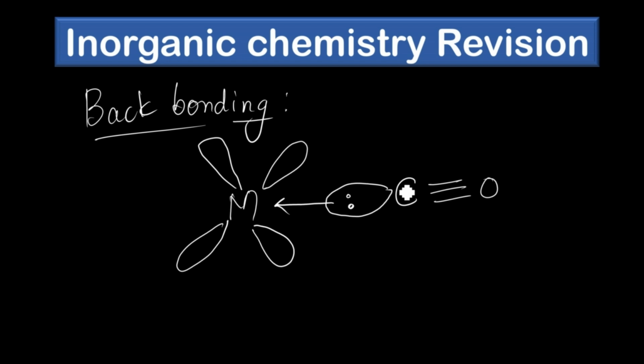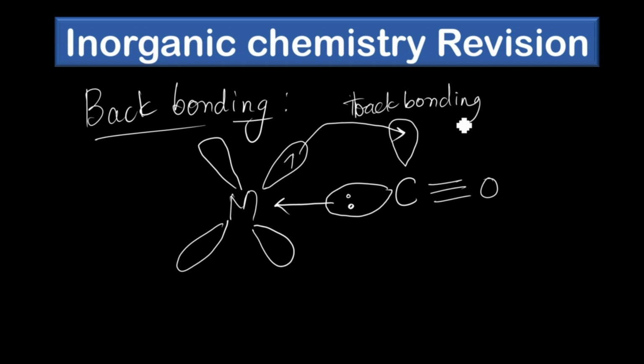Okay, this is our normal coordinate bond. But the electrons in the metal orbital will donate to the empty orbital of carbonyl. So this is our back bonding. The use of this back bonding is that it makes the bond stronger. That's why carbonyl complexes are usually very strong when compared to others.